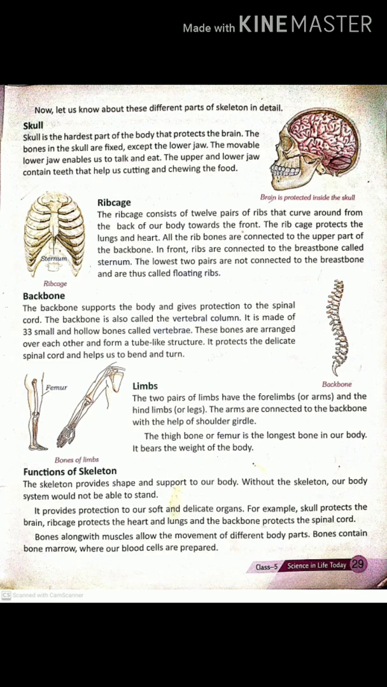Means they protect the delicate organs like lungs, heart, and spinal cord. For example, the skull protects the brain, the rib cage protects the heart and lungs, and the backbone protects the spinal cord. Bones along with muscles allow the movement of different body parts. Bones contain bone marrow where our blood cells are prepared. These are the functions of the skeleton.